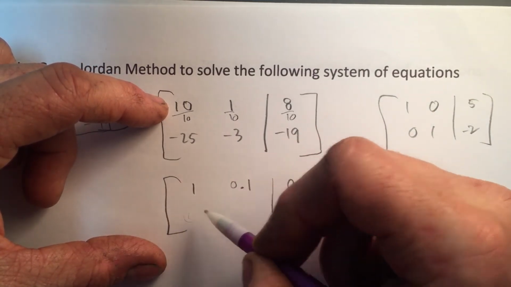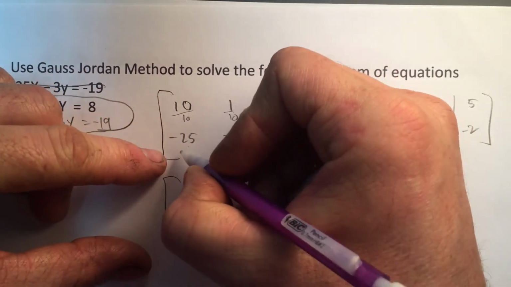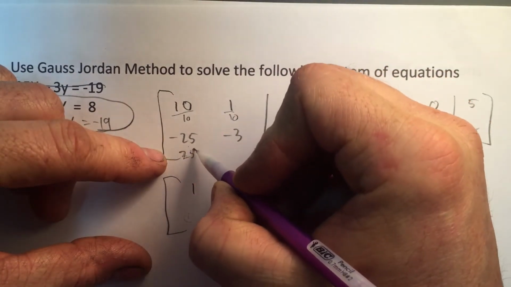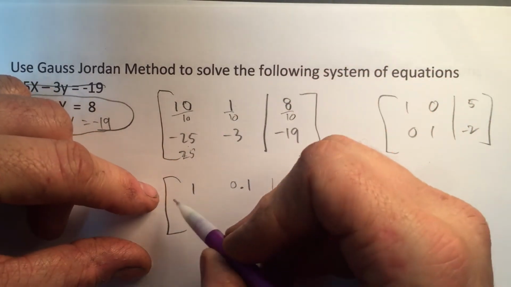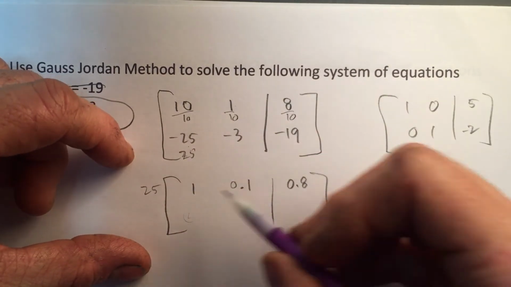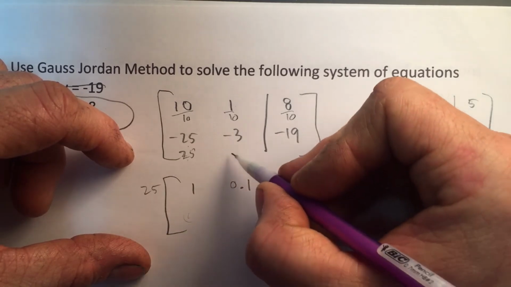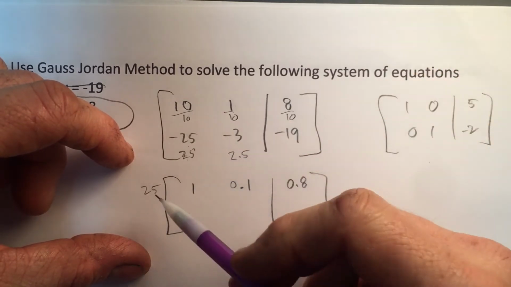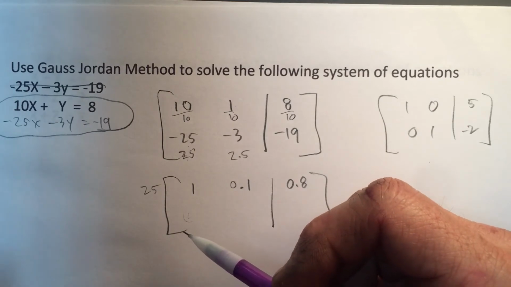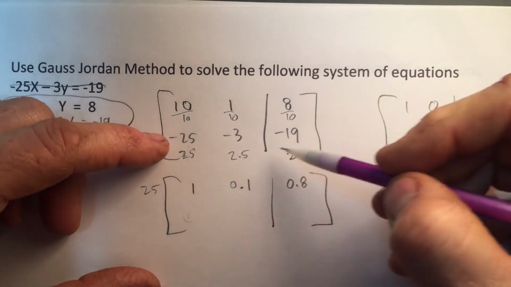Now I need this right here to be a 0. So what I need here, 25, I need to add 25 to this to get a 0. So what I'm doing is I'm going to take this row I got locked in, I'm going to multiply it by 25. 25 times 1 is 25. 25 times 0.1 is 2.5. And 25 times 0.8 would be 20. And now add these together.